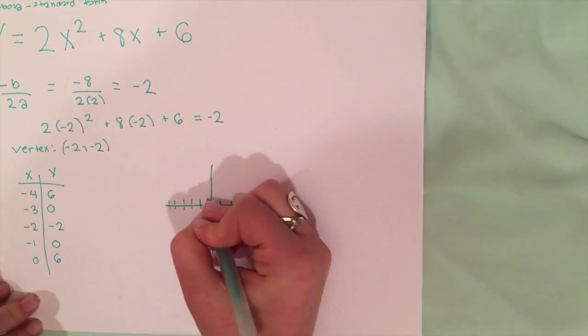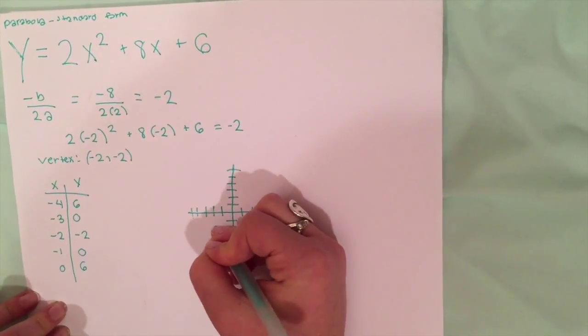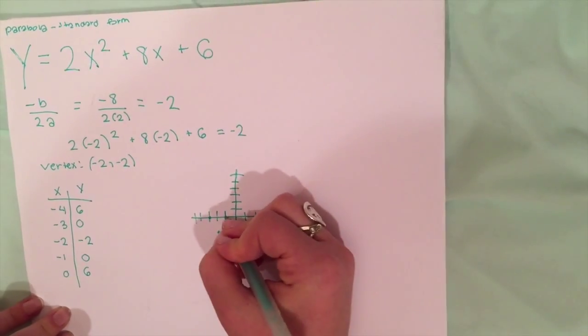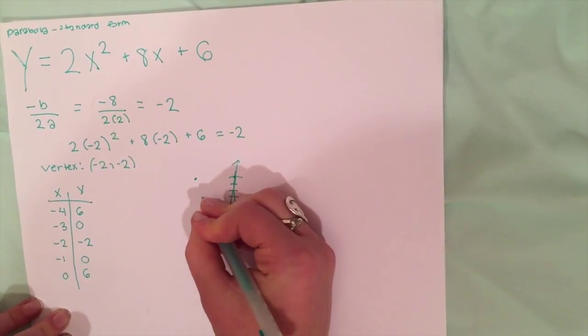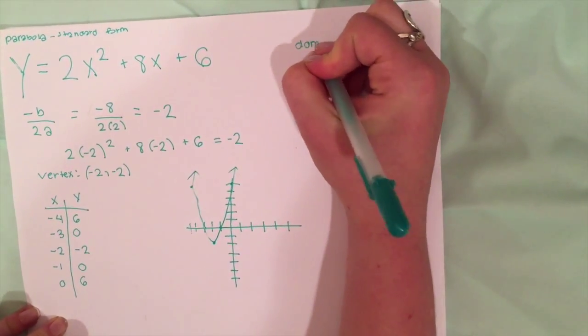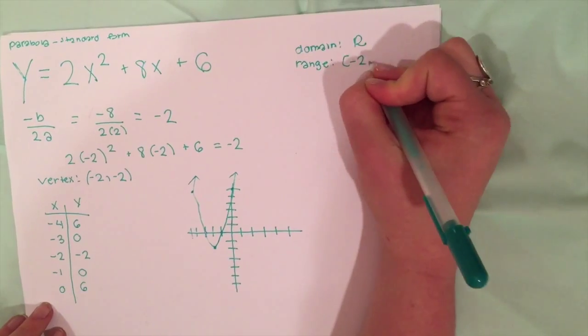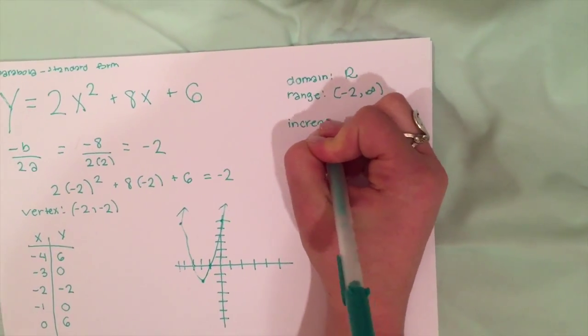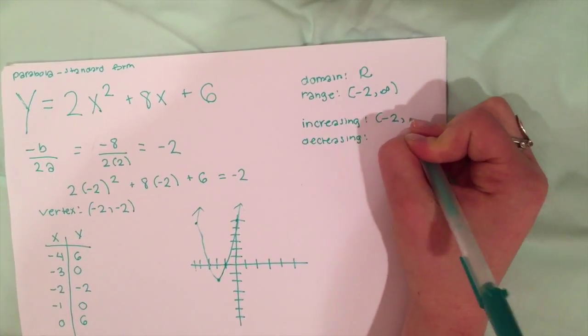Then when you plug in certain numbers for x, you get certain numbers for y, and you plot those down. And a is positive, so it's an up U. And then our domain is always all reals, and our range is −2 inclusive to infinity. Our parabola is increasing from −2 to infinity, and is decreasing from negative infinity to −2.